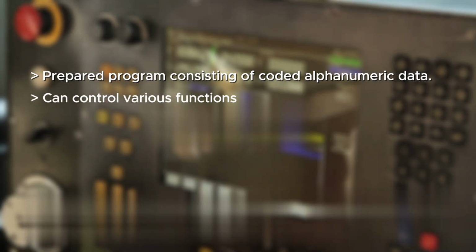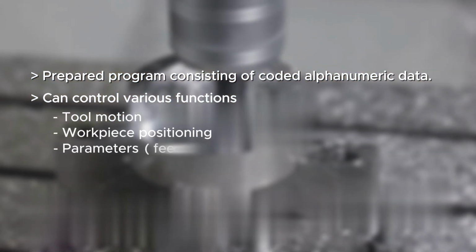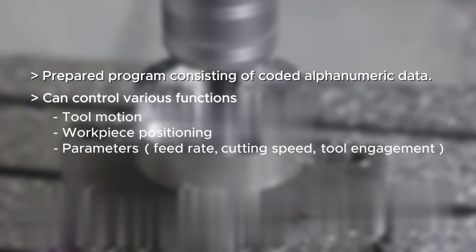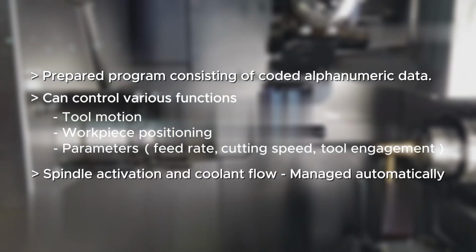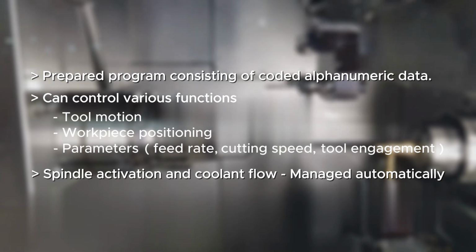CNC, Computer Numerical Control, is a manufacturing process where pre-programmed computer software controls the movement of machinery and tools. These machines follow a prepared program consisting of coded alphanumeric data. CNC systems can control various functions, including tool motion, workpiece positioning, and parameters such as feed rate, cutting speed, and tool engagement. Functions like spindle activation and coolant flow are also managed automatically.